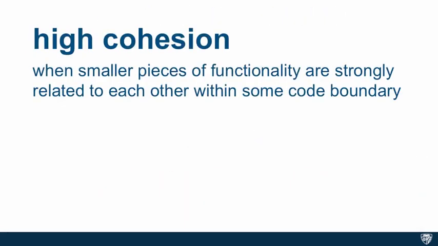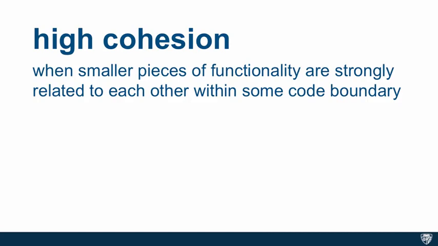High cohesion is when small pieces of functionality are strongly related to each other within some code boundary. Now, I say code boundary for a couple of reasons. One, because in some languages, the boundary that this principle usually refers to is a class. In some other languages, it's a module. In some others, it's a function. But another, perhaps more important reason is because it's really a question of what you're designing for high cohesion.